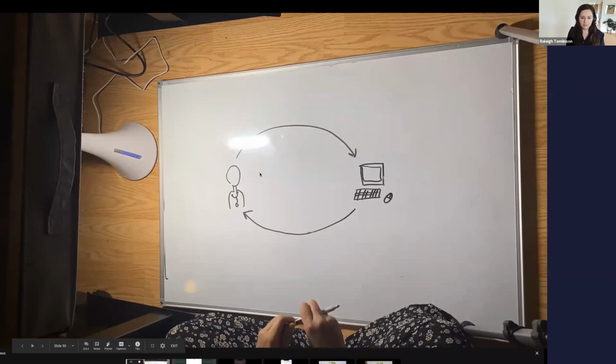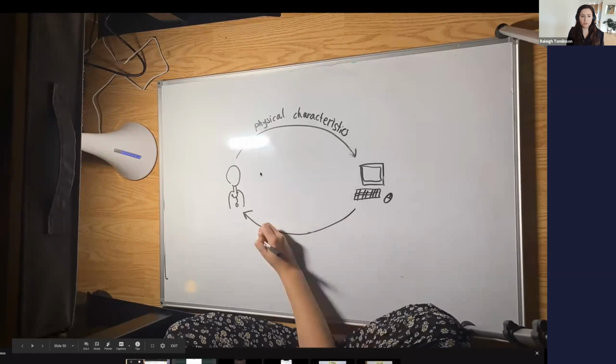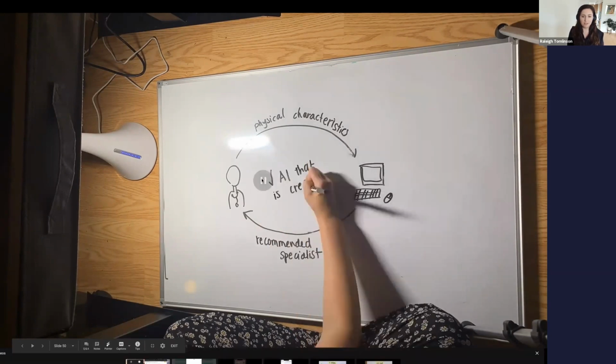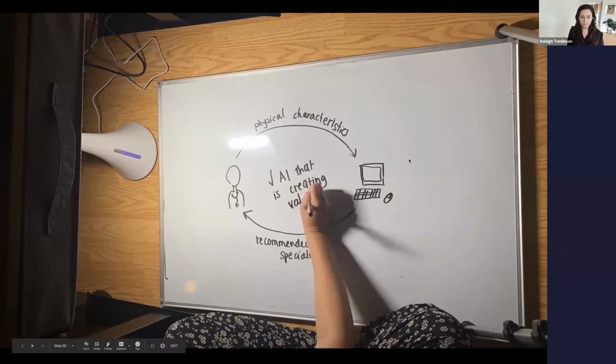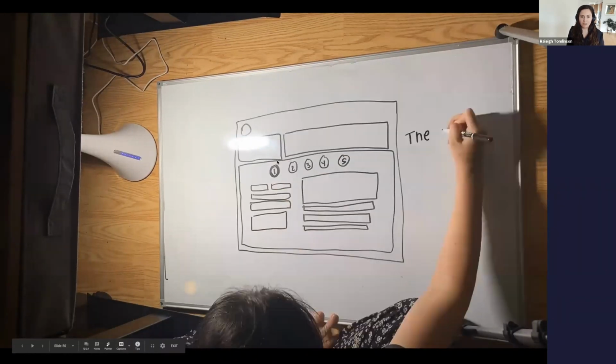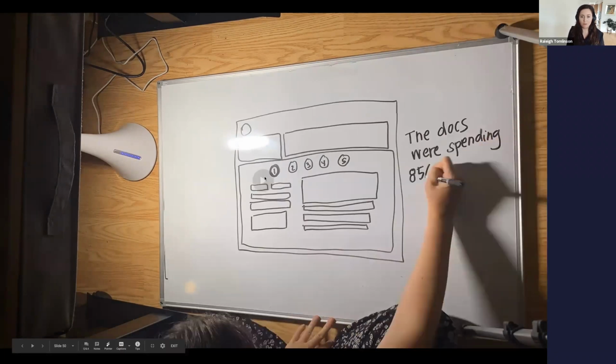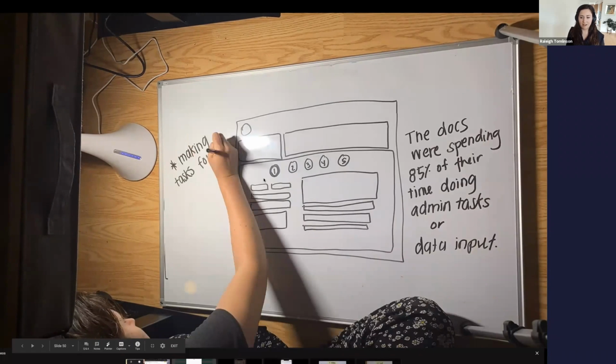The way that AI fits into this cycle is the doctor is often giving diagnosis of physical characteristics about the patients, and the computer is giving back recommended specialists. This is a use case of AI that creates value. And when you have an infinite amount of data in an EMR, let me tell you, it's very useful to start with a human need, because it lets you narrow in on exactly what kind of data specifications you want to filter for. And it allows you to create a structured data set that is really specific to the user needs that you're designing for. In this particular project, the docs were actually spending 85% of their time doing admin tasks or data input.